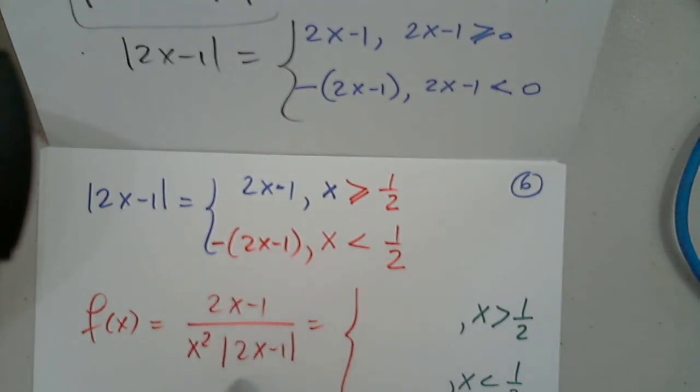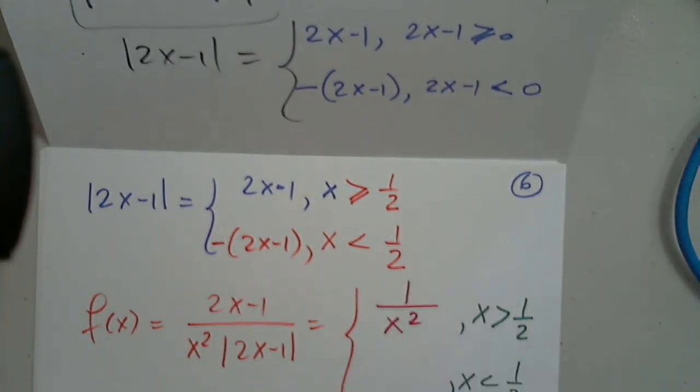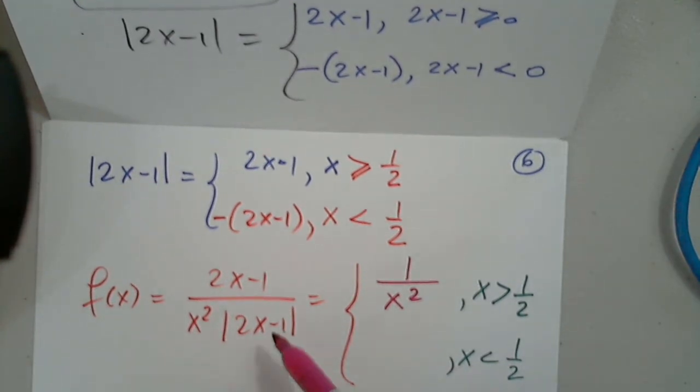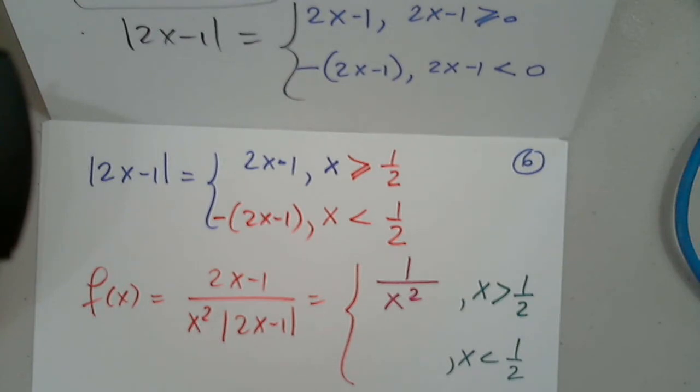So can anyone simplify this function and tell us what to write here when the absolute value of 2x minus 1 can be replaced by 2x minus 1? Is it 1 over x squared? Brilliant. Can anyone simplify when the bottom now is negative 2x minus 1 and tell us what to write? Negative 1 over x squared. Brilliant. Now I'm in business.